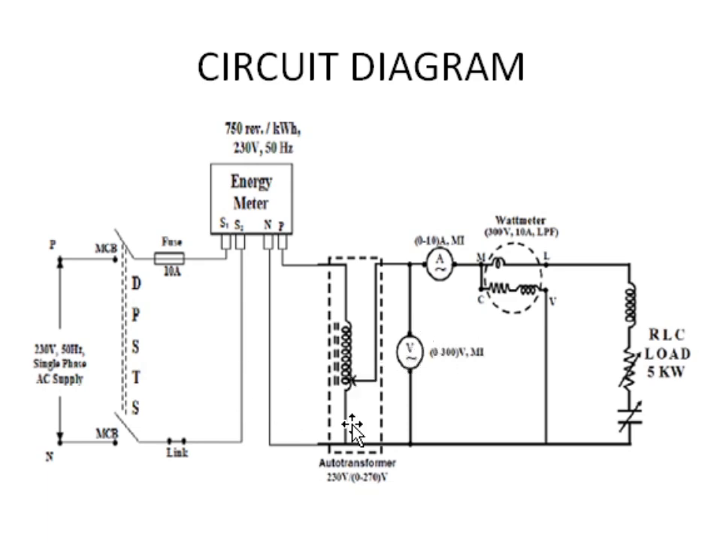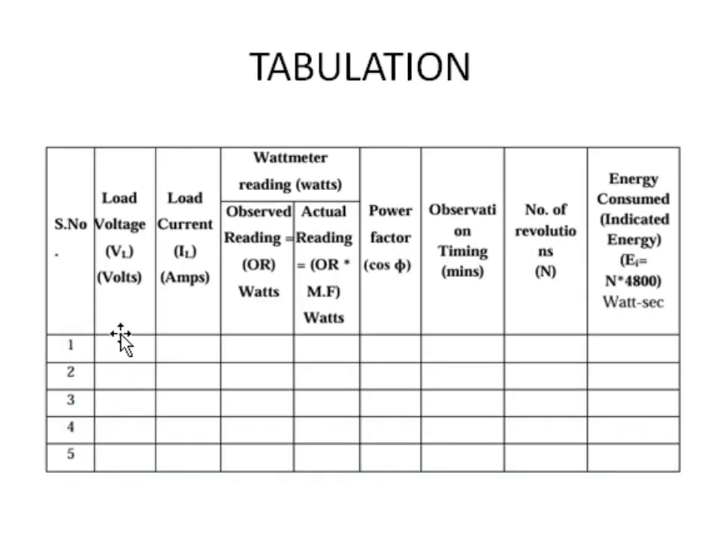We are going to first use the auto transformer to set the voltage to 220 volts. Initially, we switch on the load. At that time, how much voltage will be in the circuit? We use this kind of voltmeter to measure that voltage.